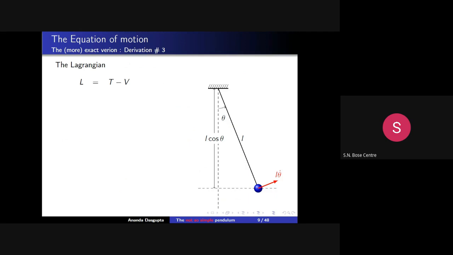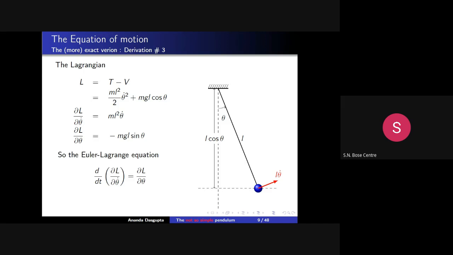So finally, a more sophisticated sounding derivation, but essentially the same thing. You start with a Lagrangian, which is in this case kinetic energy minus potential energy. Kinetic energy and potential energy we worked out in the previous slide, so you know what they are, and you simply calculate the requisite derivatives, use the Euler-Lagrange equation, and you get the same equation all over again. So any one of the last three derivations would do, because they would all give you theta double dot plus omega square sine theta equals 0.